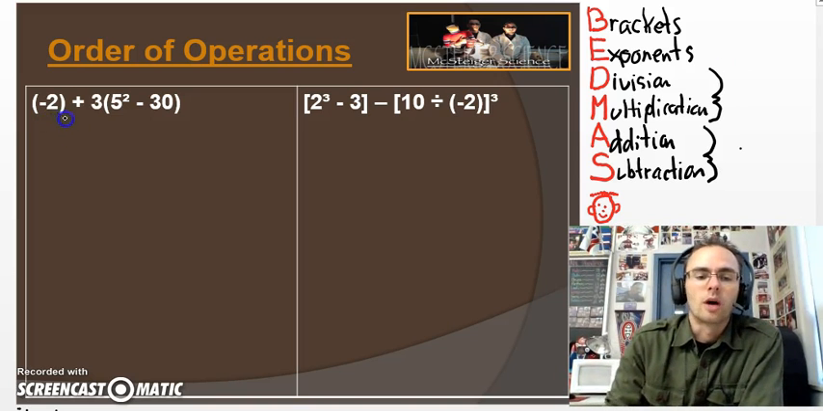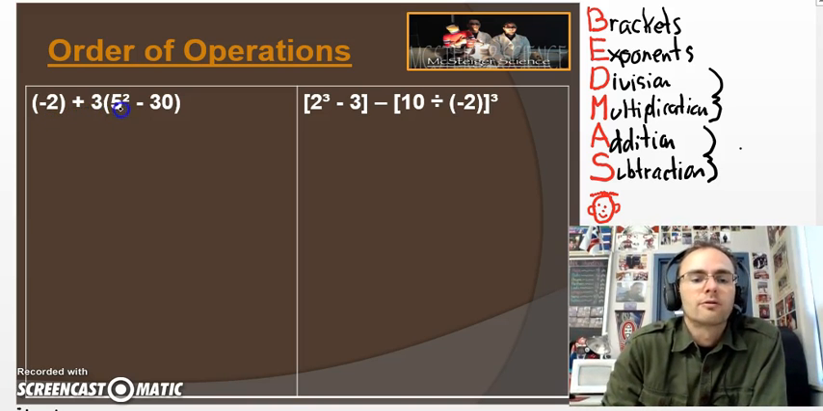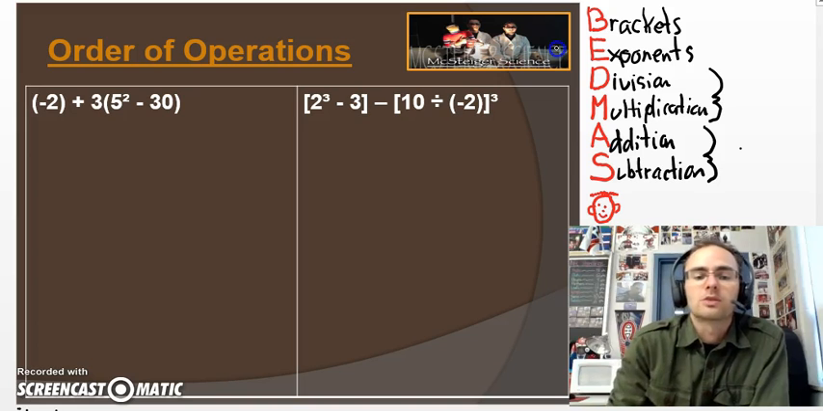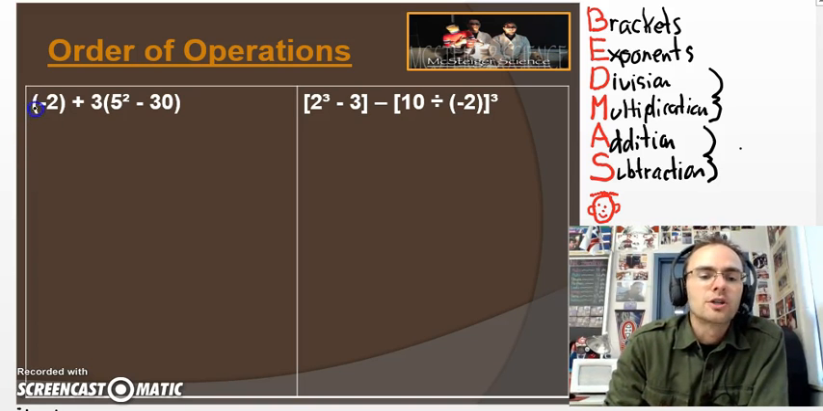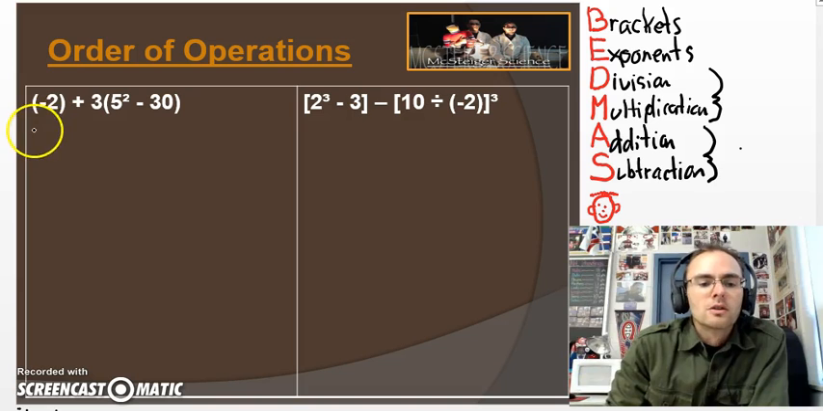So if we were to go to our first equation here, we have (-2) plus 3 bracket 5 to the exponent of 2 minus 30 bracket. So we have a bracket here to solve, and according to our acronym BEDMAS, we have to solve the brackets first. Now I should clarify that this bracket here, there's no operation inside. So there's nothing to do in there. It's just there because it's isolating this -2, so people don't think of it as a subtraction sign. It's a -2. So let's solve for the brackets first.